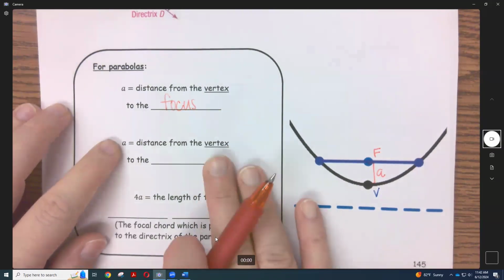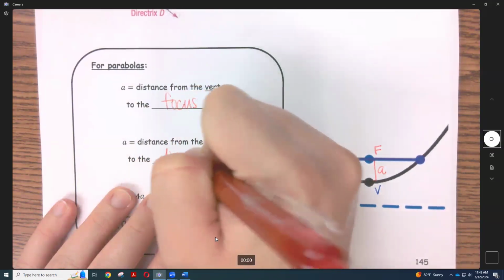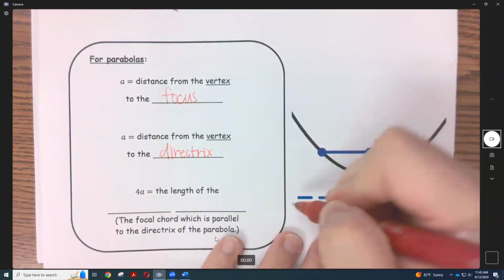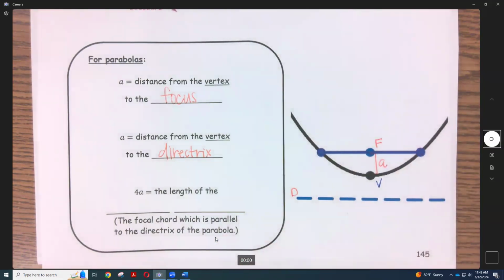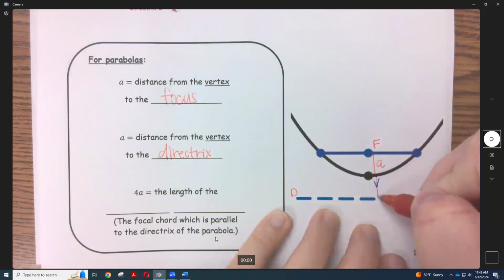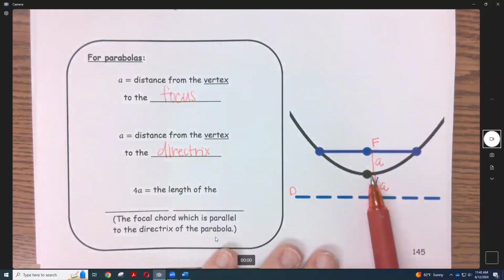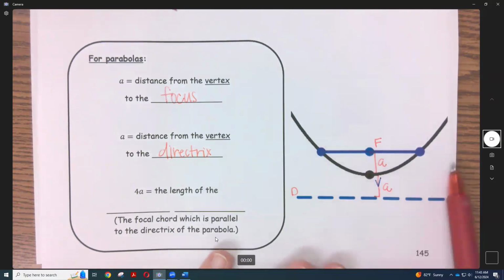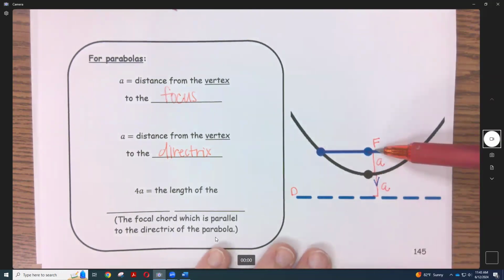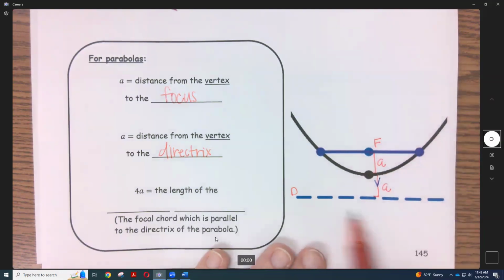A also tells me the distance from the vertex to the directrix. So I am going to label this graph as D, but when we go to graph, we'll actually need to write that equation in that line. And so we will go down A as well for that distance. So once we plot that vertex, we'll go A up or to the left or the right or down, but we'll go A to plot our focus and then go the exact same length to go down to plot our directrix line.